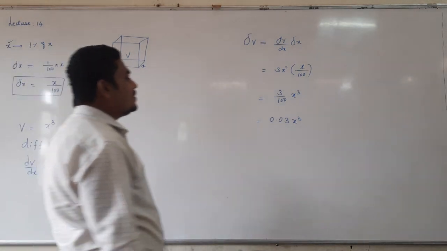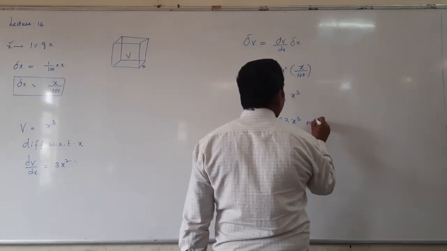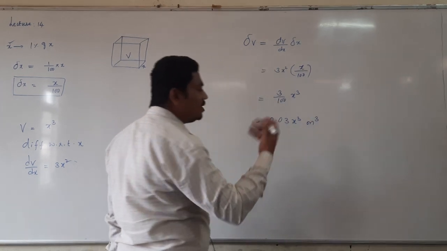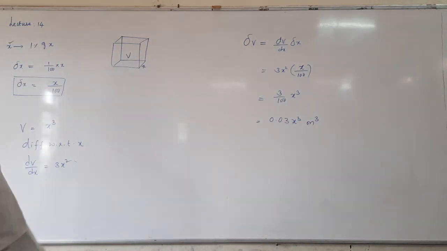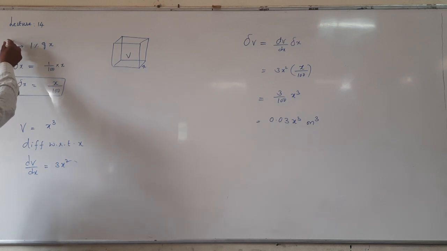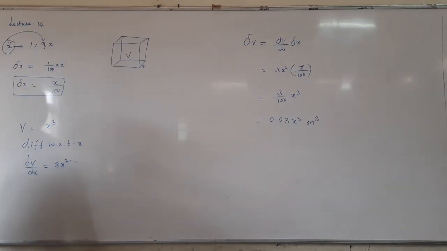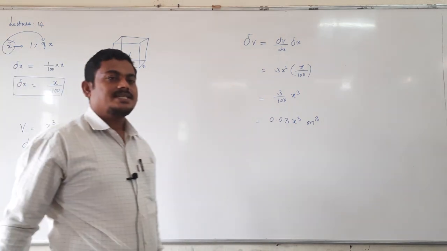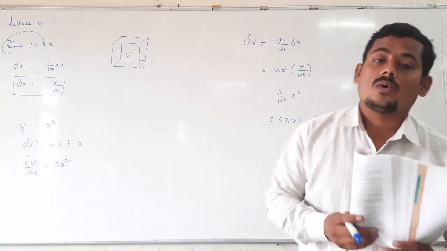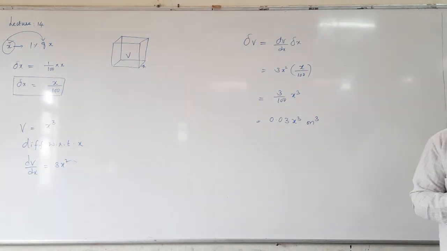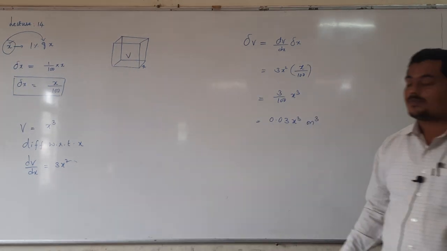X meters is given, means cubic meter. Volume unit cubic meter. Initially edge length is x. It changes to 1% of x. Edge length changes from x to 1% of x, then what is the change in volume?